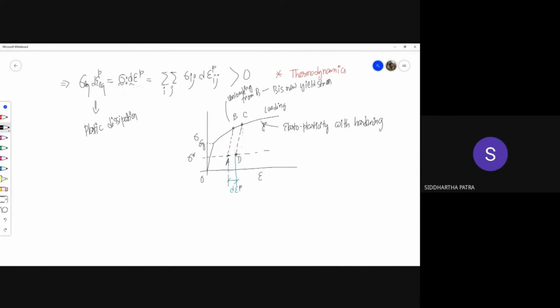Now if I were to unload from B, I would be unloading along a line that is parallel to the elastic part. So I'll be following this curve, and if I unload up to sigma star, then I reach this point A. Now, if I reload from A, I'll be reaching B first, then I'll be moving from B to C, and then if I unload again, I'll be reaching D over here.